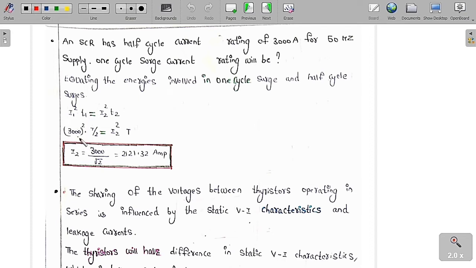So this is 3000 whole square into T1, which is T by 2, is equal to I square into T, because it is half cycle and this is a total cycle. So T cancels. If we solve this one, we are going to get 2121 ampere. So here we have to equate the energies for the one cycle and the half cycle. I1 square R T1 is equal to I2 square R T2, and as R is equal, they are going to get cancelled. So now we can do the simplification.